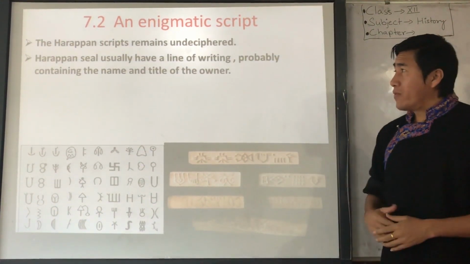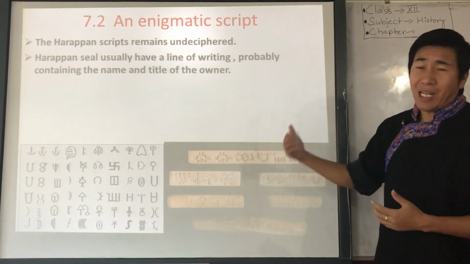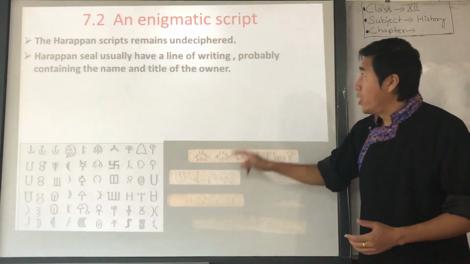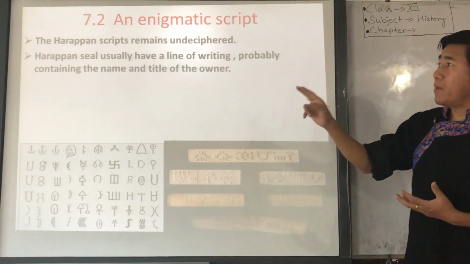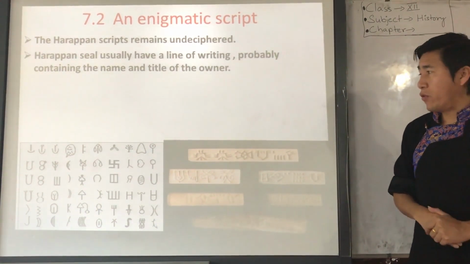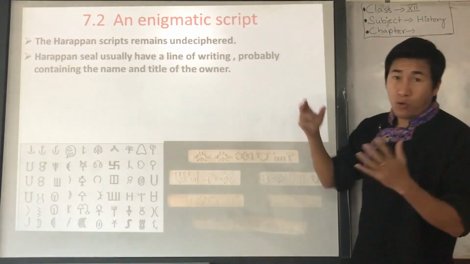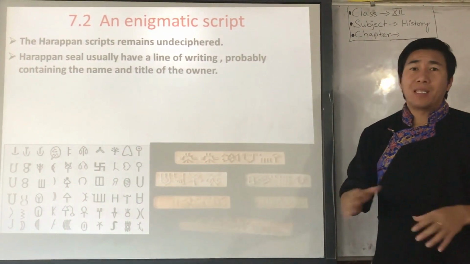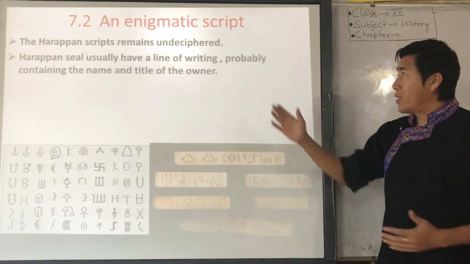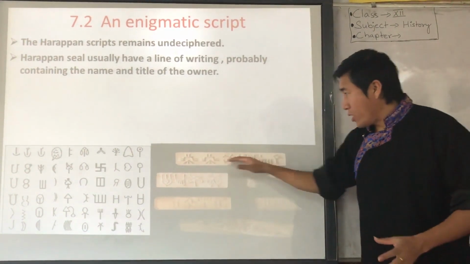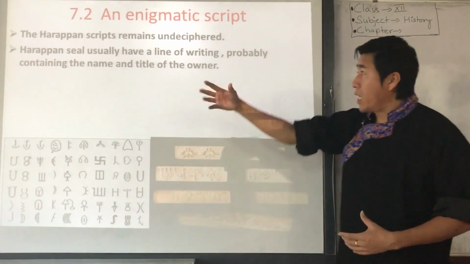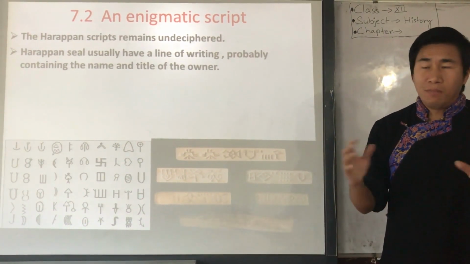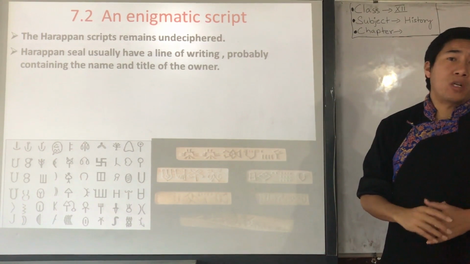Now, what is the use of this seal? Harappan seals usually have a line of writing. You can see a line of writing on a seal. So, it probably contains the name and title of the owner, as I told you before. See, I have written the word probably. Why? Because we are not sure. Probably means maybe. That's why the writing here may be the name or title of the owner. So this is how archaeology gives us information, but they are not 100% sure about that.